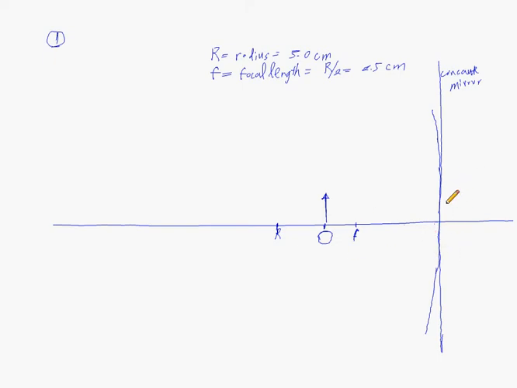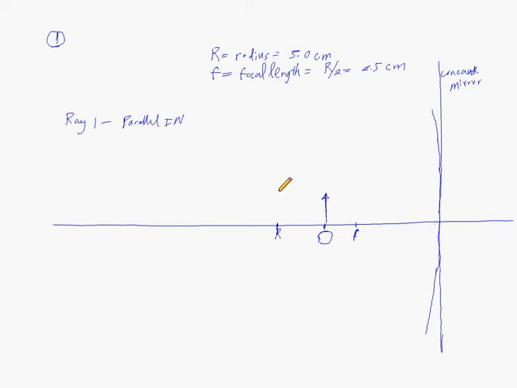Ray tracing for this problem consists of drawing 3 rays. Ray number 1 is what we call parallel in. What that means is the ray starts from the left here, and it comes in parallel to the optical axis, and it will then hit the mirror and reflect back through the focal length. These 3 rays we're going to draw all need to pass through the tip of the object.